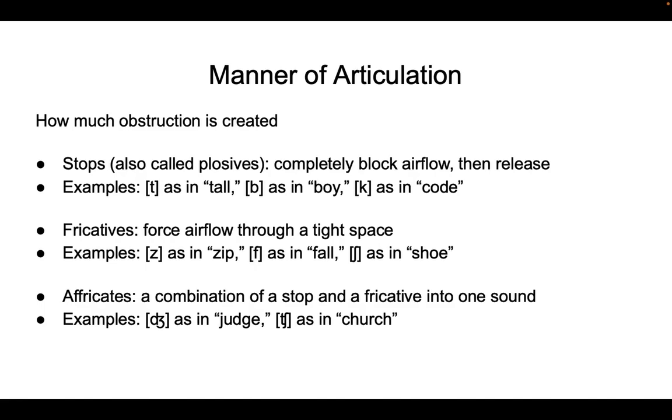All right, and the last phonetic feature that you need to know for a consonant is the manner of articulation, and that refers to how much obstruction is created when you make this sound. Okay, so first, stops, which are also called plosives, are consonants that completely block the airflow and then release it. Examples: t as in tall, b as in boy, k as in code.